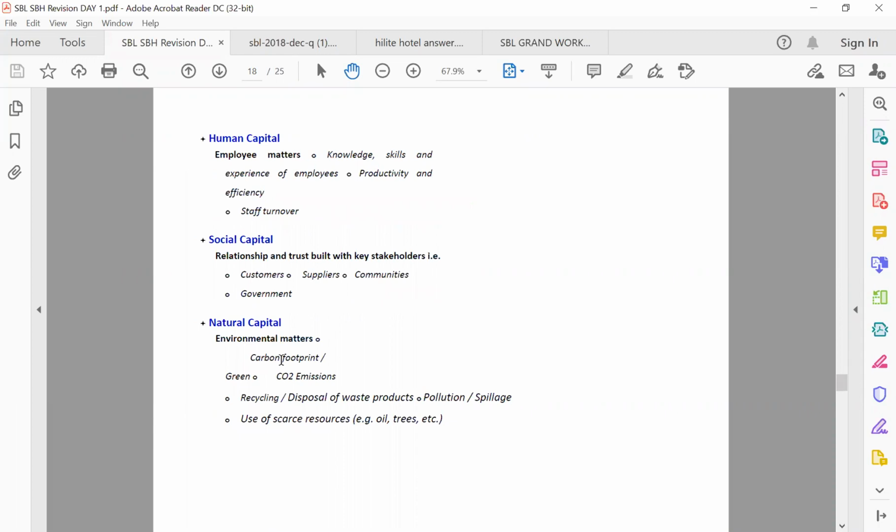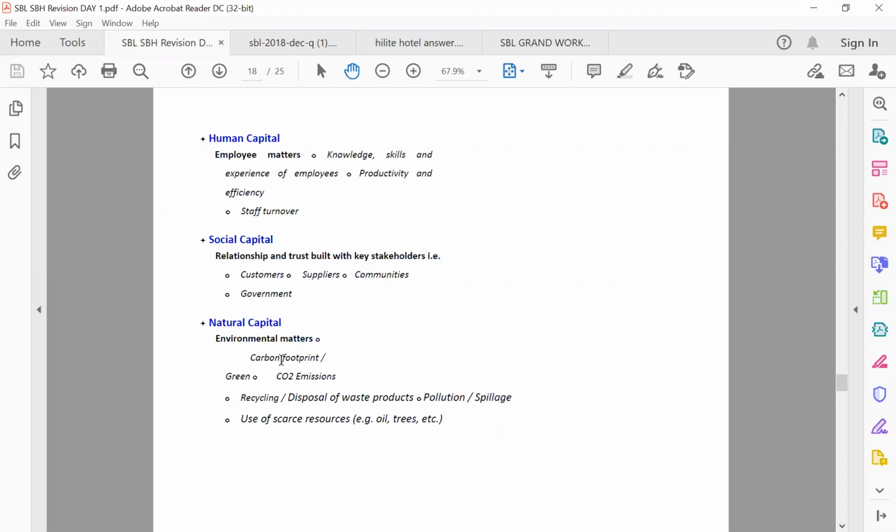Then comes the most important capital, that is the human capital. By human capital, I mean employee matters, for example, knowledge, skills, experience of the employee, productivity and efficiency, and the staff turnover rate. If it is being accurately monitored, this means that the staff and the overall organization are doing a great deal.